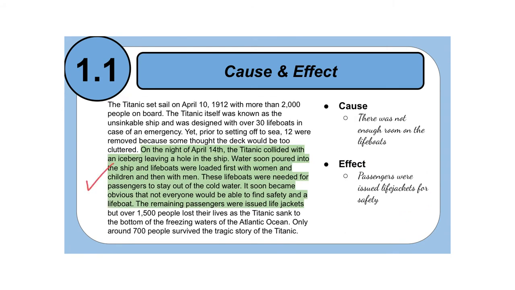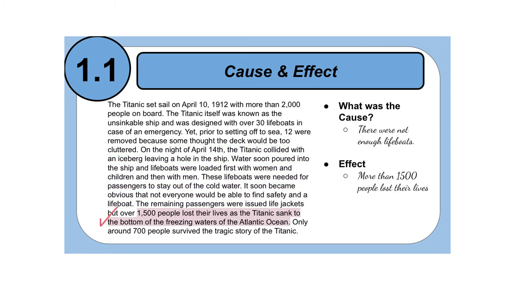Here's another example in green. There was not enough room on the lifeboats, so passengers were issued life jackets for safety. Since there was not enough room in the lifeboats for all the passengers, they had to issue life jackets to the others. And yet again, here's one other example. There were not enough lifeboats, and so sadly, more than 1,500 people lost their lives as a result of this. So in this one little paragraph, you can see multiple different examples of how one event can cause or create an effect later on down the road.